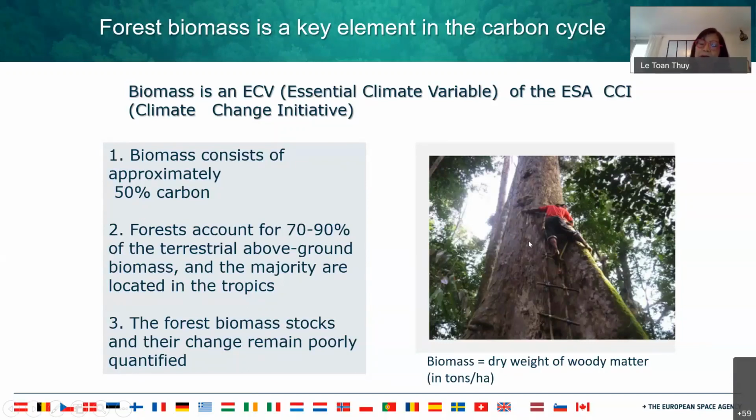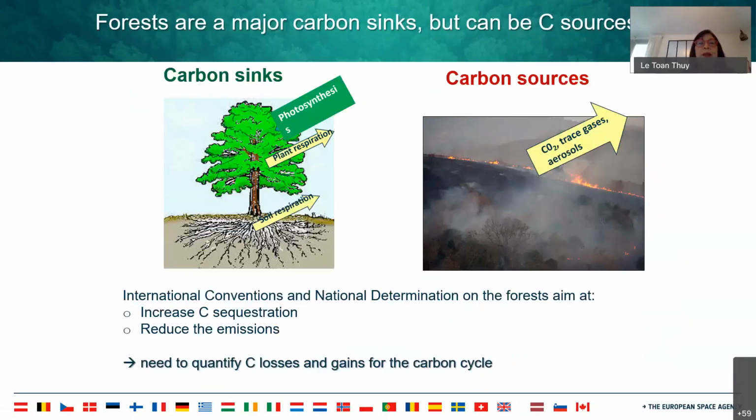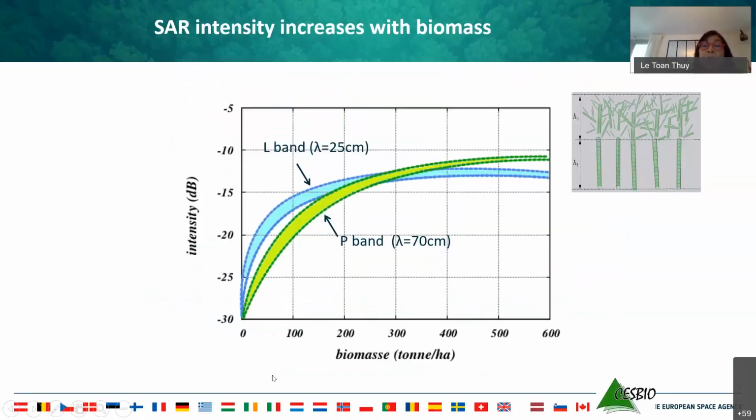And here is how researchers are doing the biomass measurement. Okay, so this is again a forest, a major carbon sink, but it can be a carbon source when it's burned. Here is the source of carbon. The international conventions and national determinations on forests aim at increased carbon sequestration and reduced emissions. And for that, we need to quantify carbon losses, again for the carbon cycle.